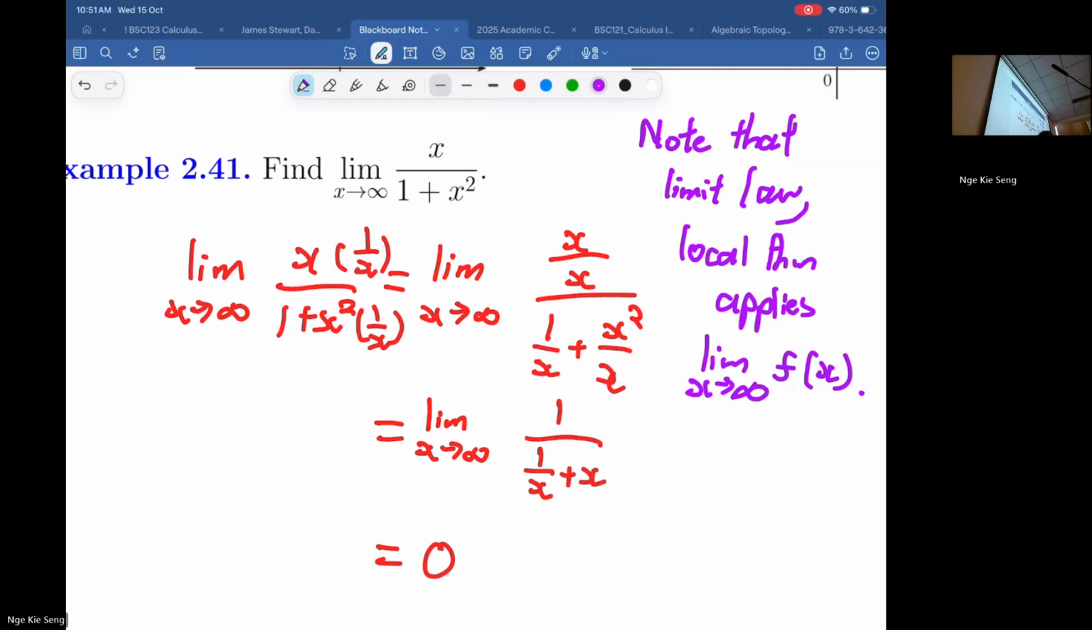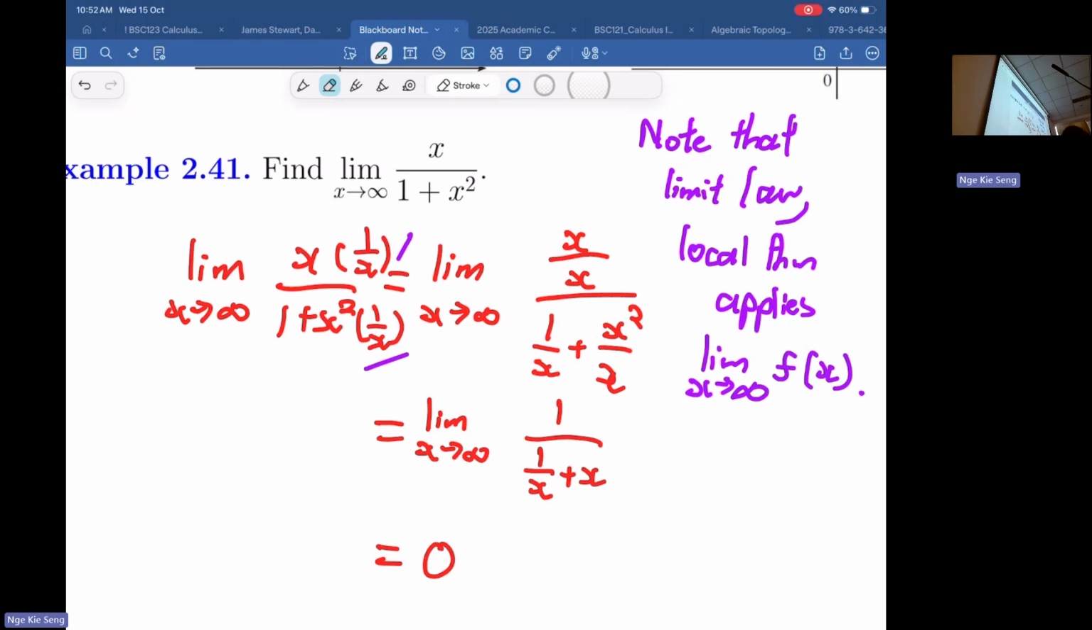Yes. Where do I get the 1 from? You mean this one? This is x over x, so it's 1. Makes sense or not? So this is what we do. We multiply top and bottom by 1 over x. Because these two functions are actually the same when x is away from 0. Because we care about x going to infinity, we are caring about x not being 0. So this function will be equal.